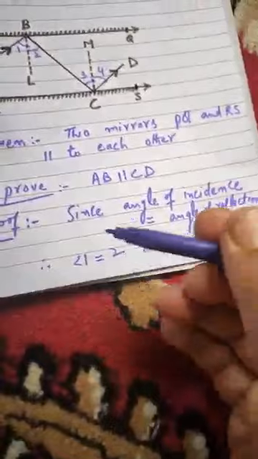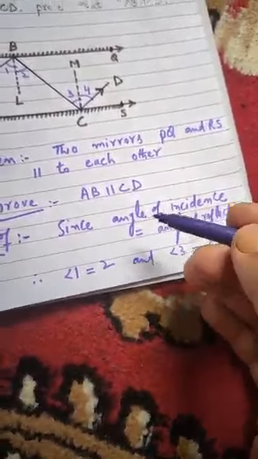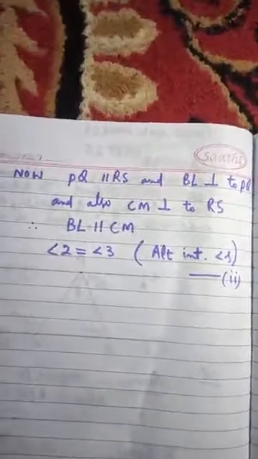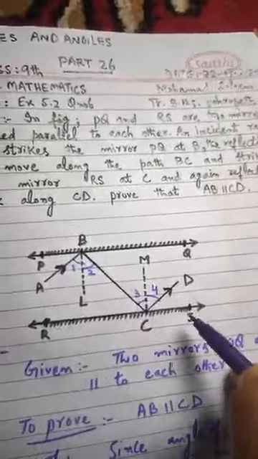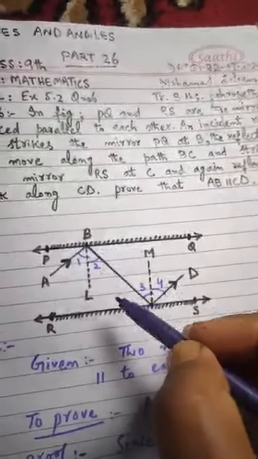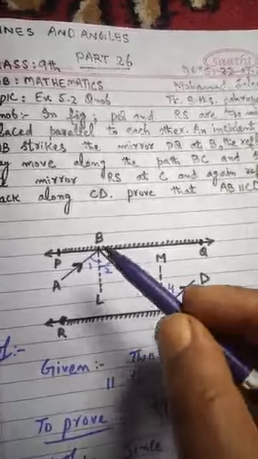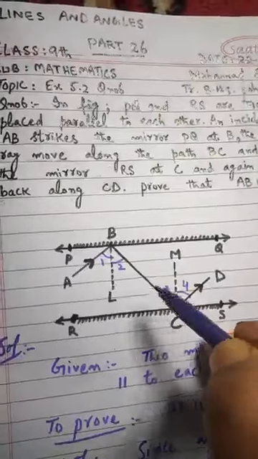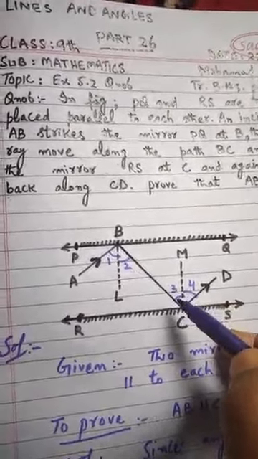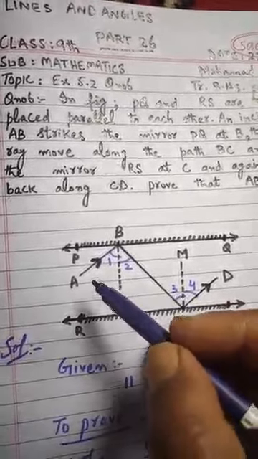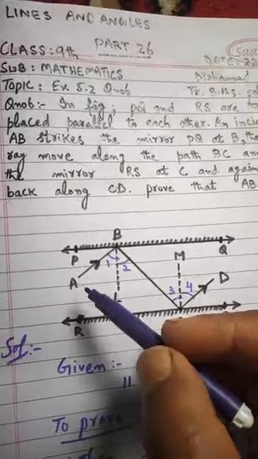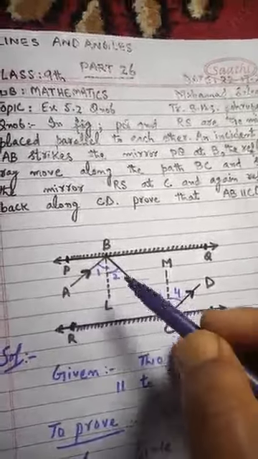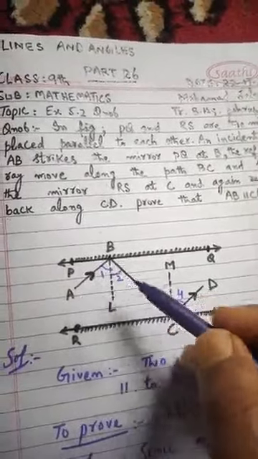First equation was angle 1 is equal to angle 2 and angle 3 is equal to angle 4 because angle of incidence is equal to angle of reflection. And now we saw that PQ is parallel to RS and BL and CM are perpendiculars. Therefore, BL and CM are parallel to each other. That means angle 2 is equal to angle 3 because of alternate interior angles. This is our equation second. Now, as I already said at the start of the question, if we prove that angle ABC is equal to angle BCD, then definitely AB is parallel to CD.